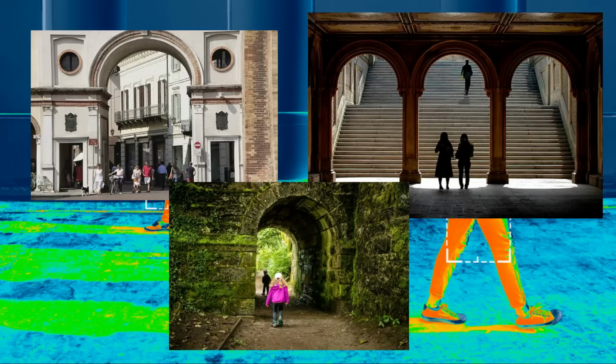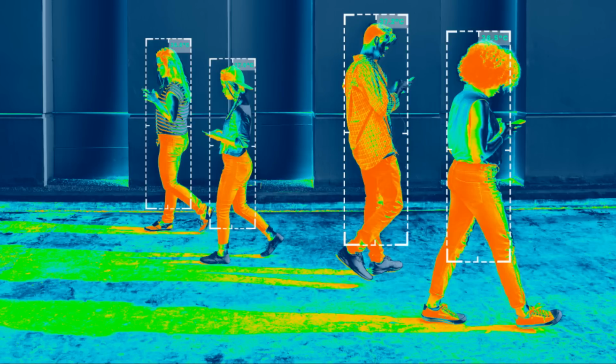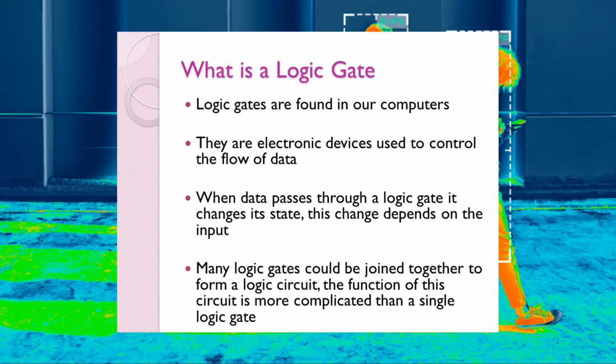system's strong. But these arches are like logic gates. It's talked about this many times in old videos. Logic gates are found in computers. They are electronic devices used to control the flow of data. When data passes through a logic gate, it changes its state. This change depends on the input. Many logic gates could be joined together to form a logic circuit. The function of this circuit is more complicated than a single logic gate.